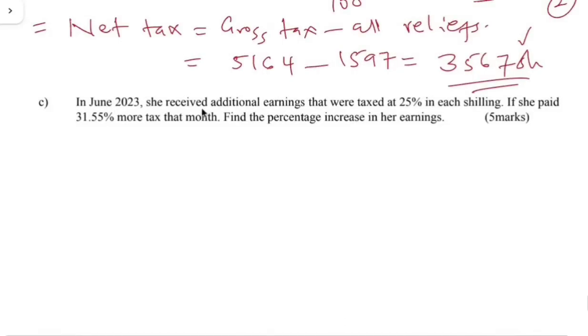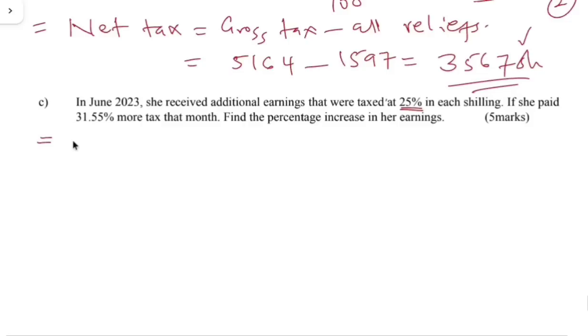In June 2023, she received additional earnings that were taxed at 25% in each shilling. If she paid 31.55% more tax that month, find the percentage increase in her earnings.